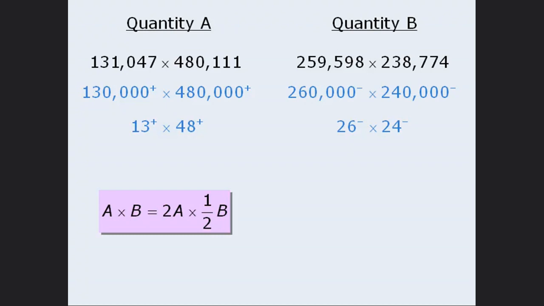So to apply the rule, we'll multiply this number by 2 to get a number a little bit bigger than 26. And then we'll multiply this number by 1/2 to get a number a little bit bigger than 24. From here, we'll compare the two quantities in parts. When we compare these two numbers, we can see that this one is bigger. And when we compare these two numbers, we see that this one is bigger. Since both numbers in the quantity A product are greater than both numbers in the quantity B product, quantity A must be greater, in which case the answer is A.